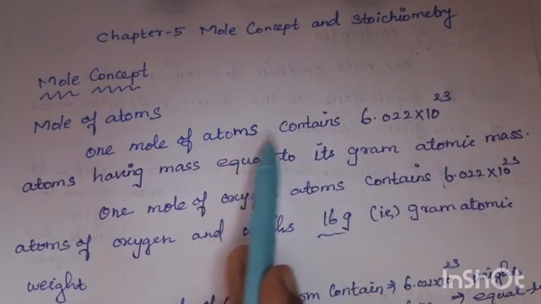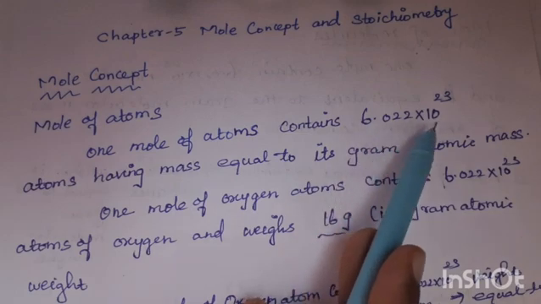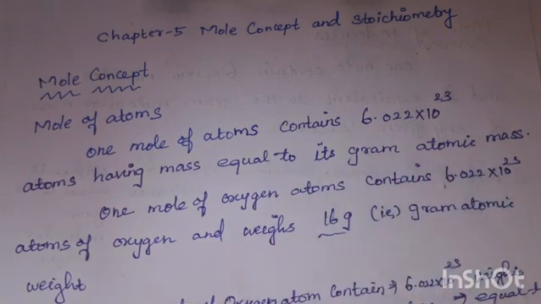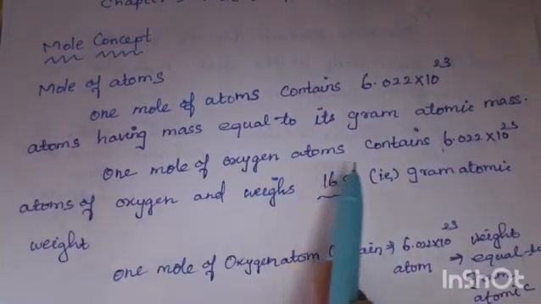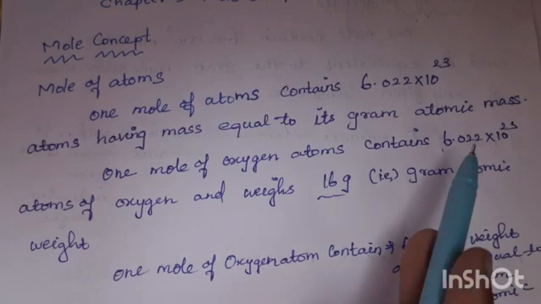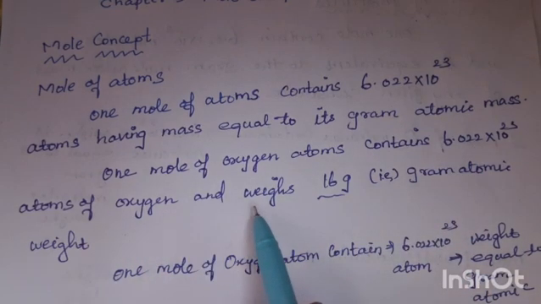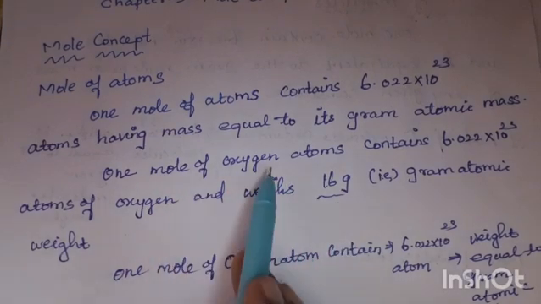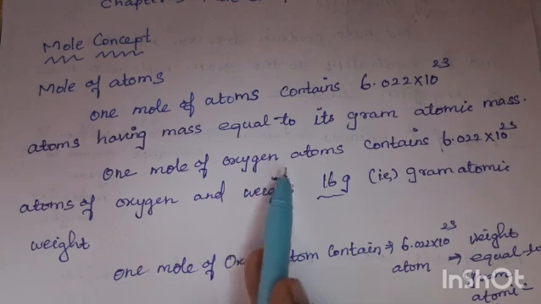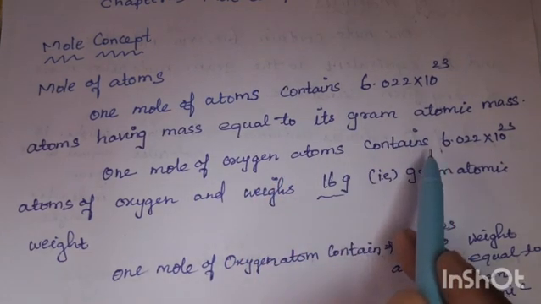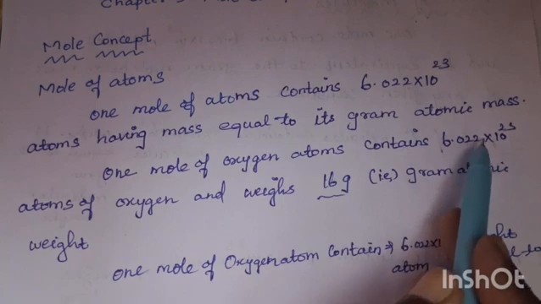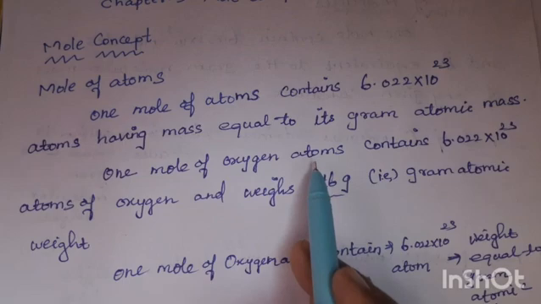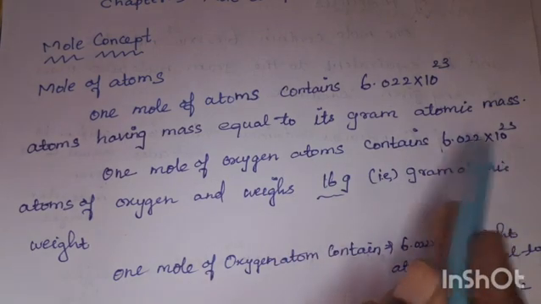1 mole of atoms contains 6.022 into 10 to the power of 23 atoms, having the mass equal to its gram atomic mass. Example, 1 mole of oxygen atoms contains 6.022 into 10 to the power of 23 atoms of oxygen and weighs 16 gram. If you are talking about 1 mole of oxygen, you are talking about 6.022 into 10 to the power of 23 atoms.